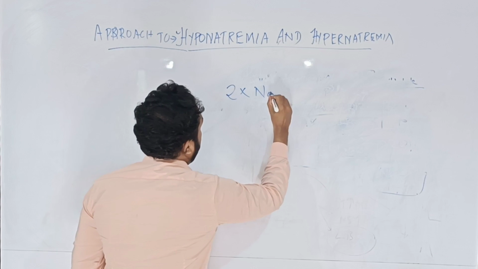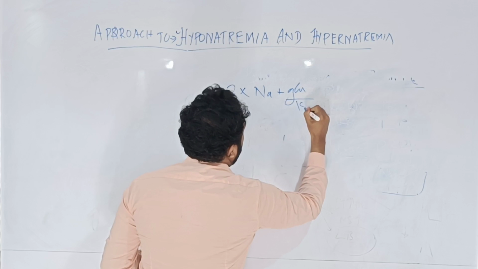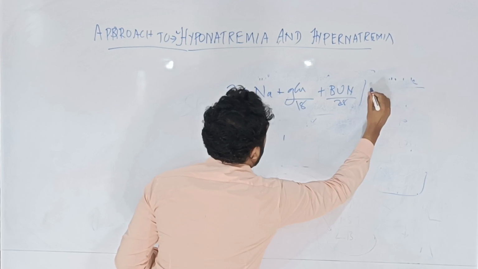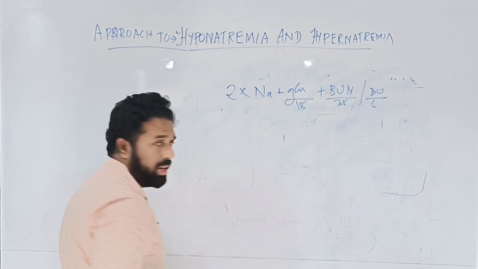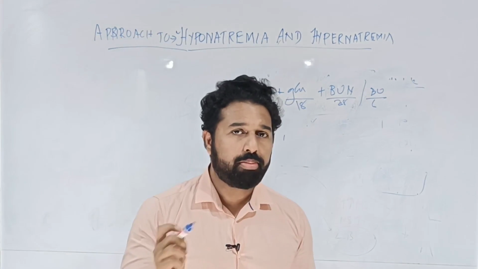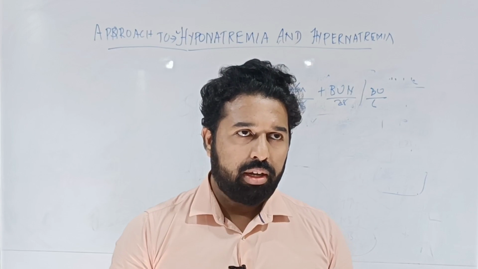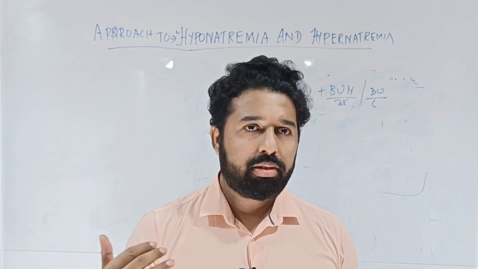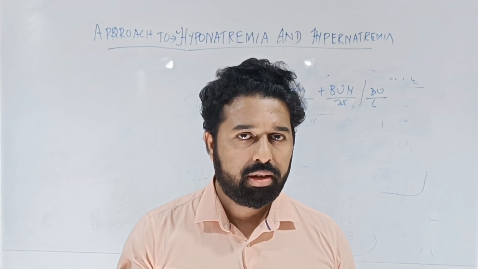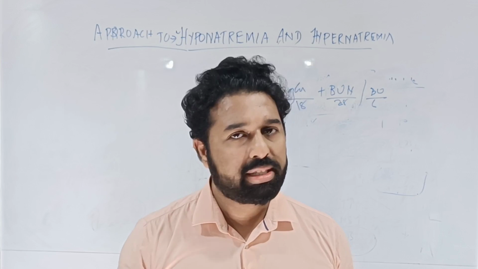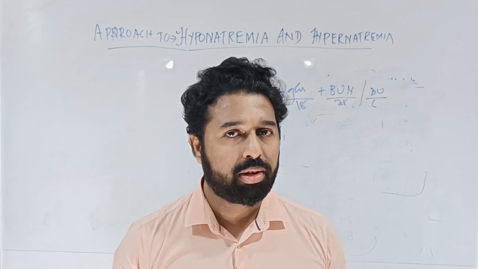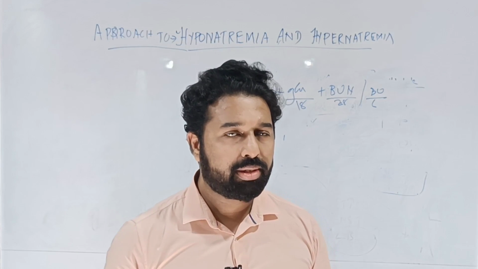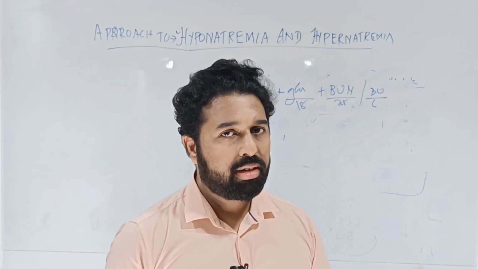Two into sodium plus glucose by 18 plus blood urea nitrogen by 2.8 or blood urea by 6. Okay, now you take this formula. So now from this formula, what do you mean by pseudo hyponatremia? So if a serum osmolality is to be high, it has to be contributed by sodium. So if the serum osmolality is high and still sodium is less, what does it mean? There is something else that is contributing to the osmolality, because the predominant component of serum osmolality should be sodium in the normal case. So that is how the term pseudo hyponatremia came into place.